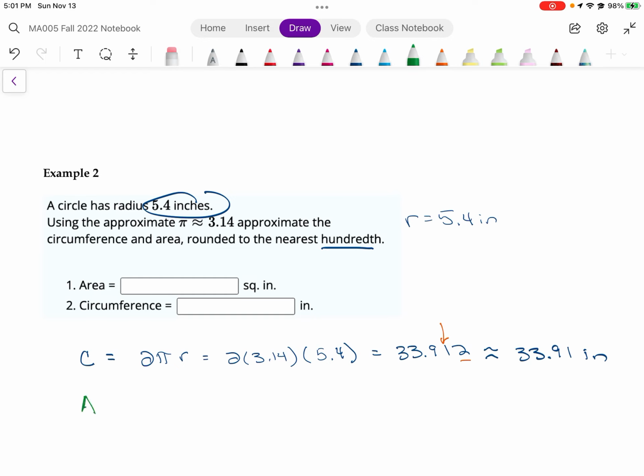Area is going to be pi r squared, so 3.14 times 5.4 squared. We get 91.5624, and the hundredths place is that one right there. What's the 2 going to do to it? It's not going to round it up, so we get 91.56. And what is the unit? That is inches squared, because it's area.